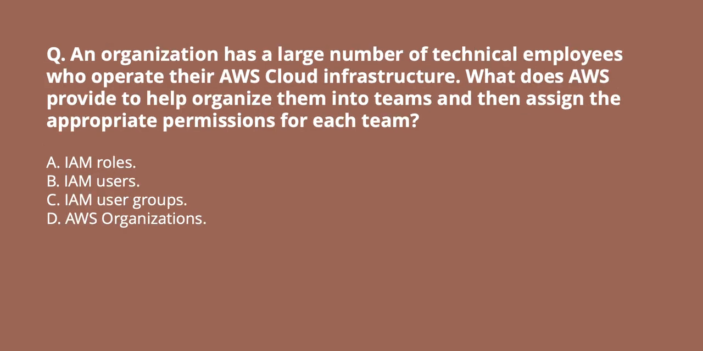Next question. An organization has a large number of technical employees who operate their AWS cloud infrastructure. What does AWS provide to help organize them into teams and then assign the appropriate permissions for each team? So we have option A, IAM roles. Option B, IAM users. Option C, IAM user groups. And option D, AWS Organizations.